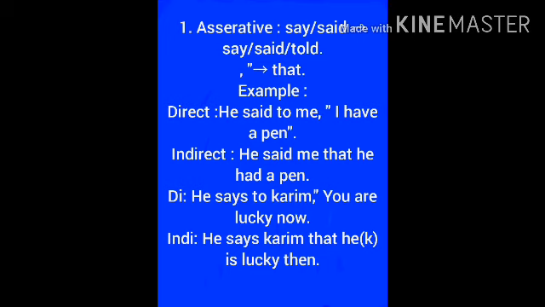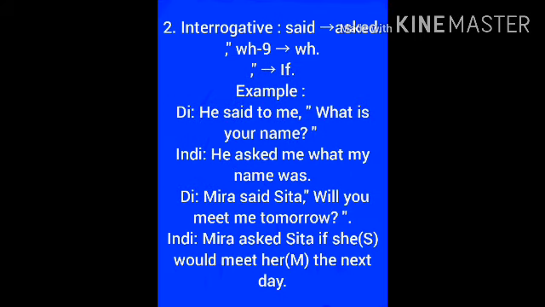This is an assertive sentence. For that, in indirect, the subject is he, said, object me, taking out the comma and inverted commas, then that. I will change to he, tense have to had, a pen, etc. Direct: He says to.